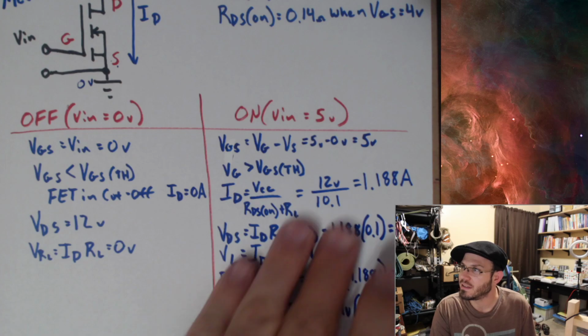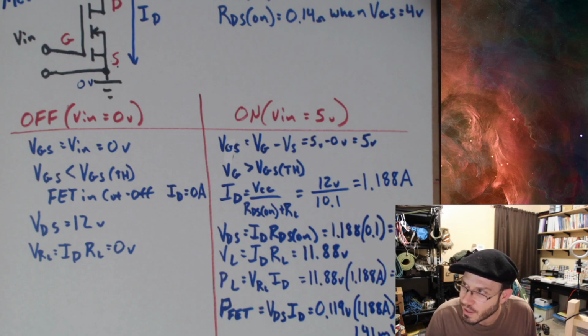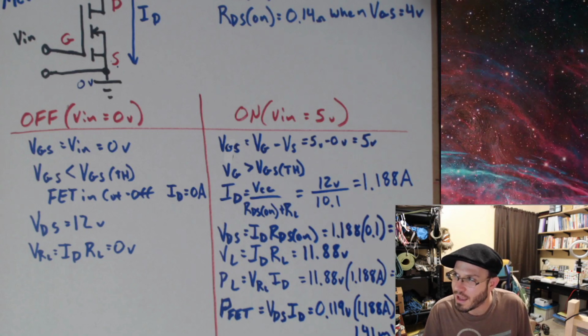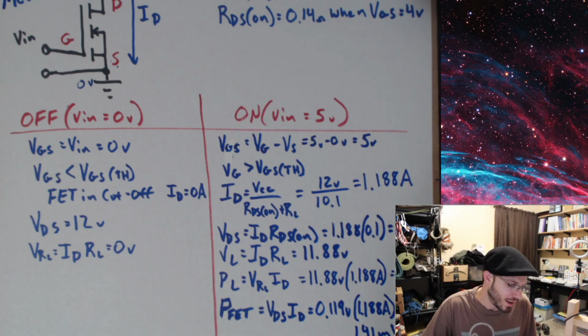And rely on your basic rules, because your basic rules always end up being correct. I have yet to see an instance where KVL and Ohm's law, where those aren't applicable, where those aren't true. That just doesn't happen.